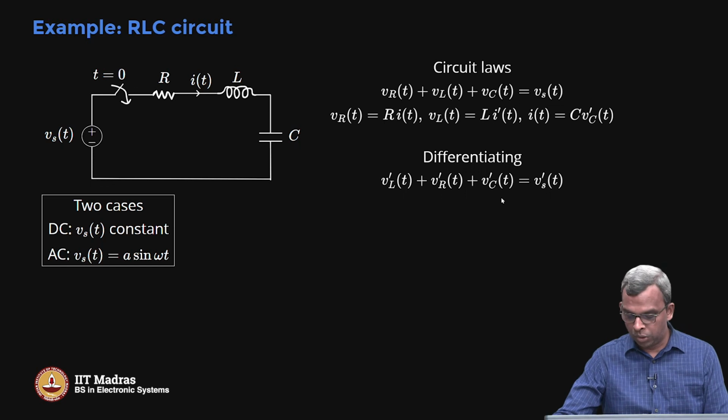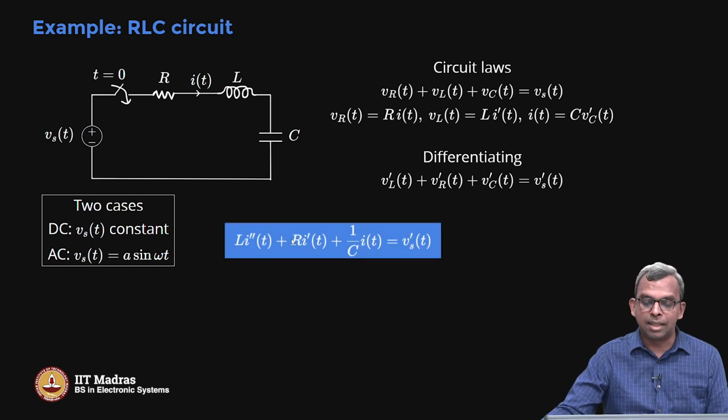So what you end up getting is a second order differential equation in I: L times I double prime of t plus R times I prime of t plus 1 by C times I of t equals Vs prime of t. This is the equation that governs the current that flows in the circuit once you turn the switch on. So this is your second order differential equation.